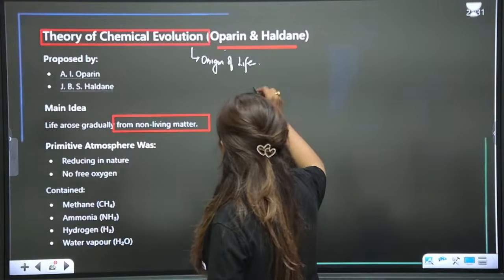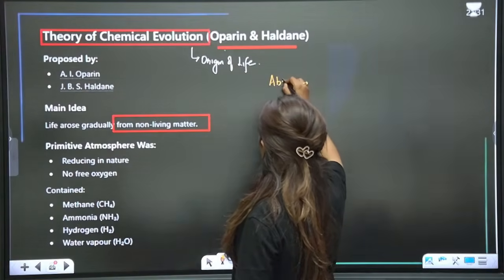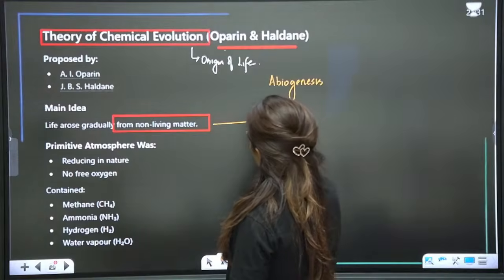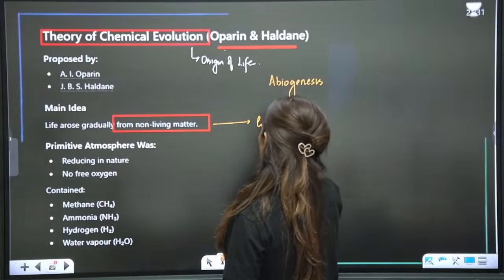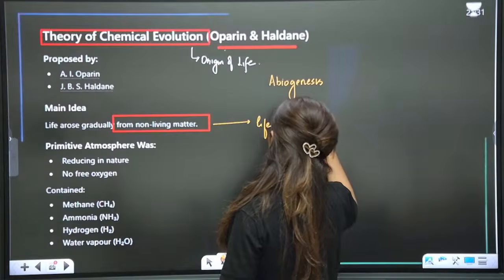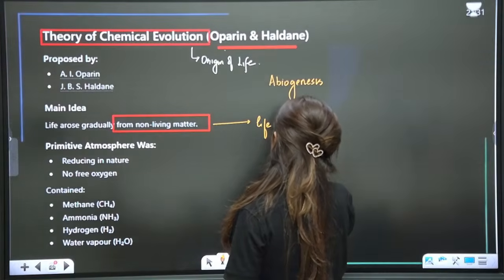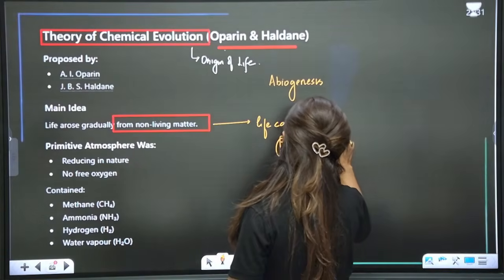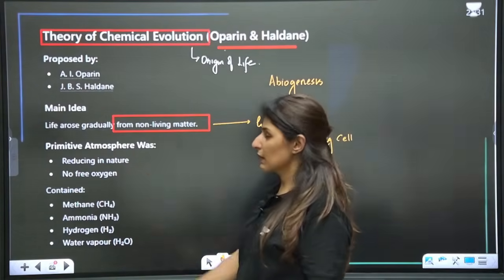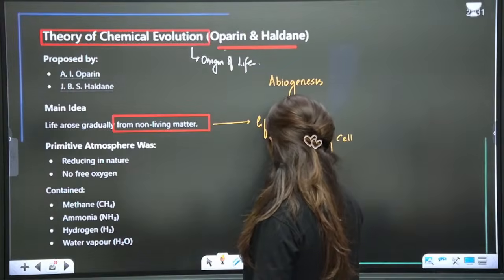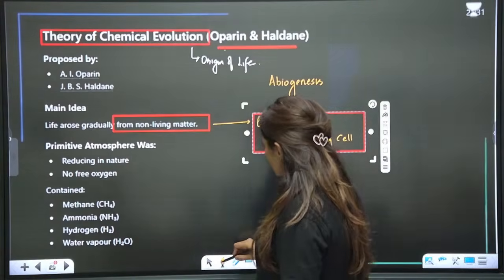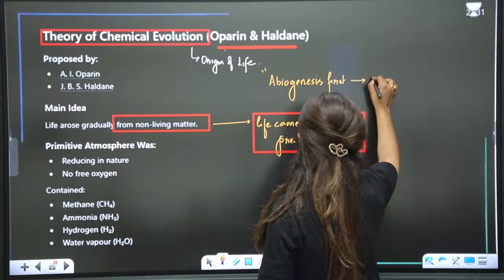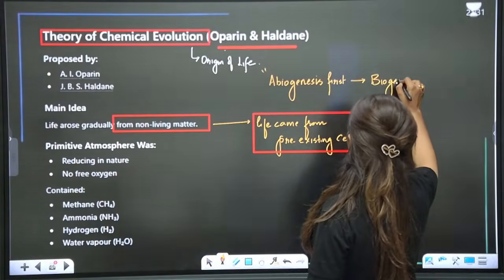So we also call this theory abiogenesis. But once life was formed, then life came from pre-existing life. Is that clear? So first life came from the non-living matter, and then it came from the pre-existing life. So the underlying statement is abiogenesis first and biogenesis thereafter.